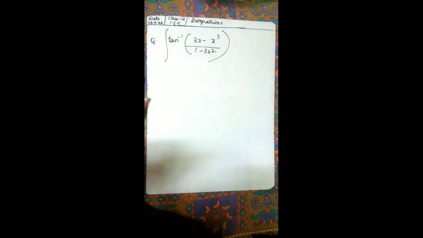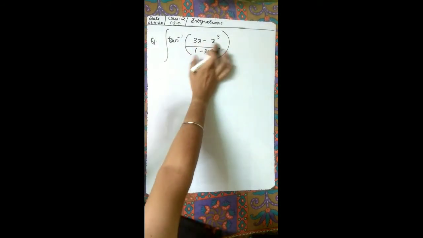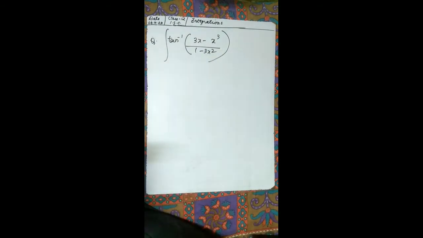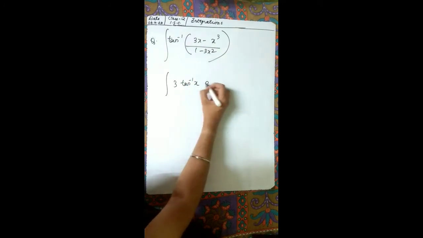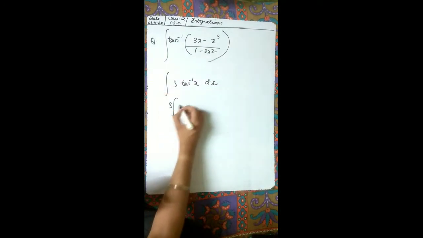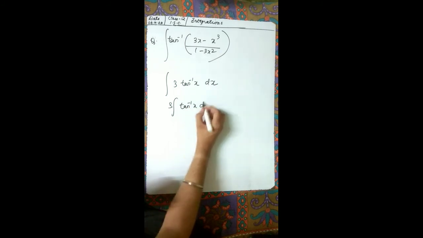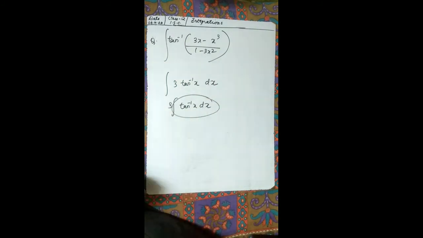Alright, how to do this question? Integration of tan inverse of (3x minus x cube) upon (1 minus 3x square). Actually this is an identity in inverse trigonometry and this is nothing but 3 tan inverse x dx. So take 3 out, so tan inverse x dx, and I already explained how to integrate this one.